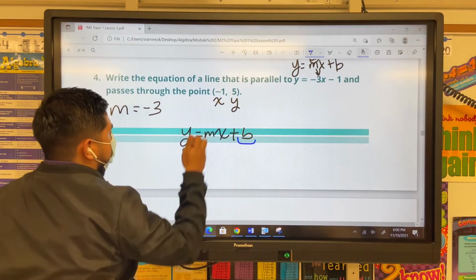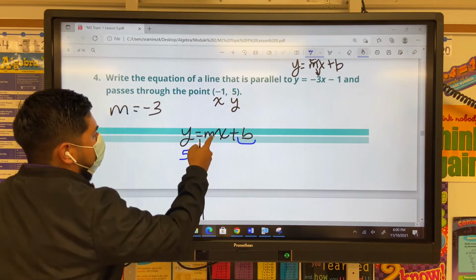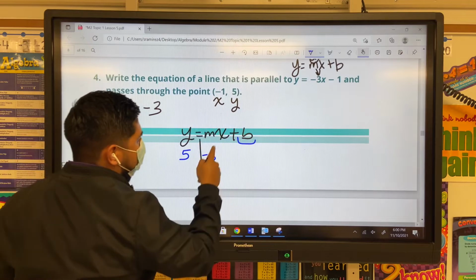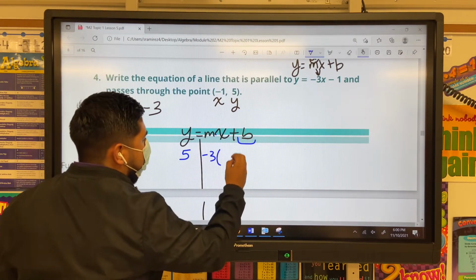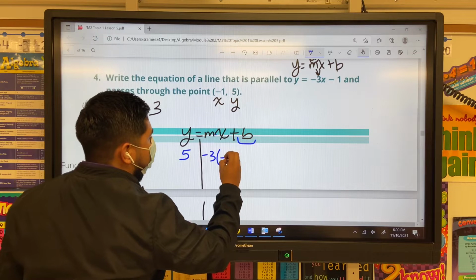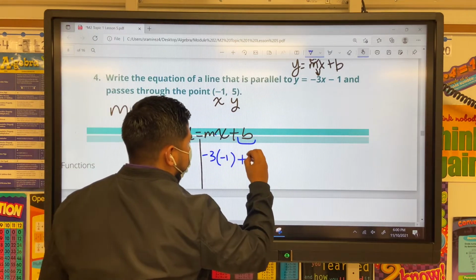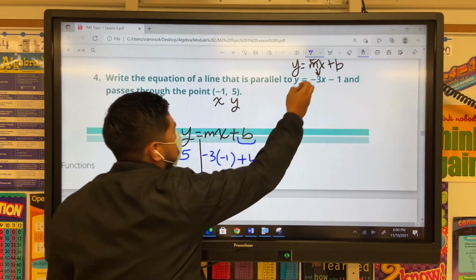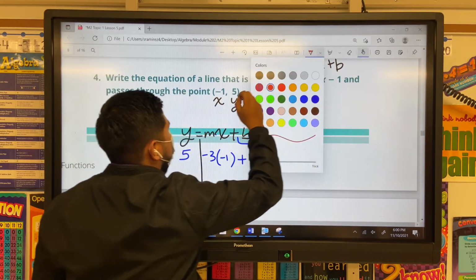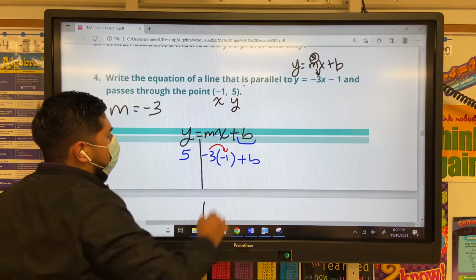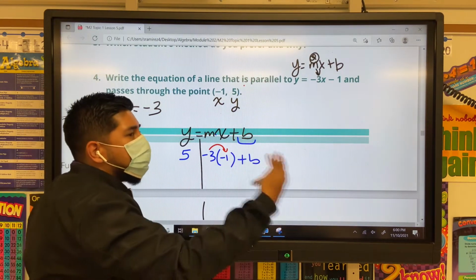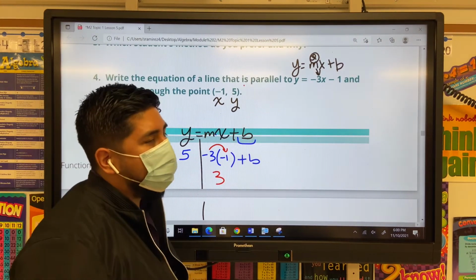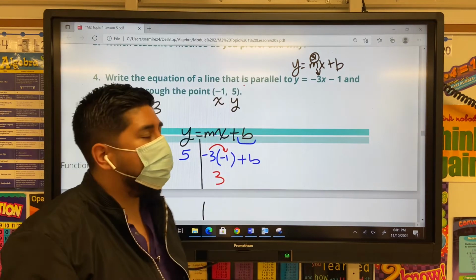Let's replace y, we got 5. Let's replace m, we got -3. Let's replace x. Issue is these are multiplying, gotta put some parentheses up in here. This is -1. Bring down the plus b. Next, according to PEMDAS, we gotta go after the parentheses first. Let's multiply. -3 times -1. Negative times negative is positive. 3 times 1, 3. Doing a lot of stuff without calculator. Double check with your calculator, it might be wrong.